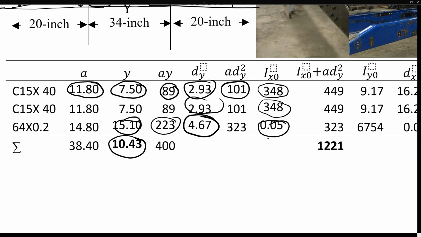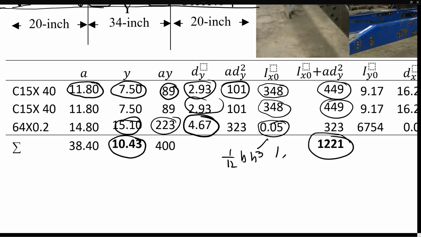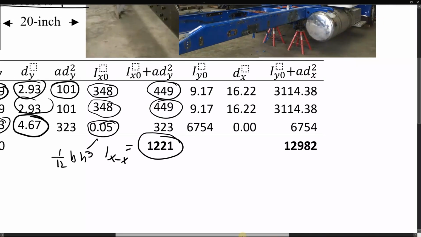This one is calculated by simply applying the formula 1/12 BH cubed. So then you have all of these, and then you can add this AD squared plus Ixo. The total with respect to its own centroid, which is 10.4 inches from the bottom, is 1221. That's what I found. Similarly, you can calculate for the y.